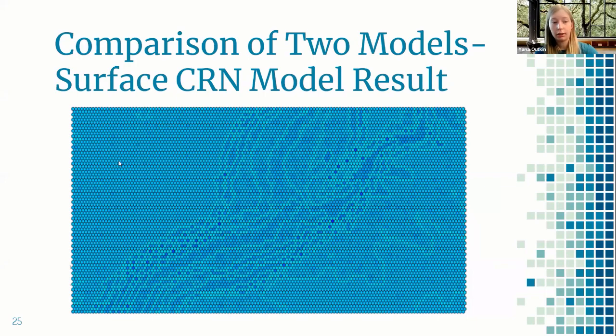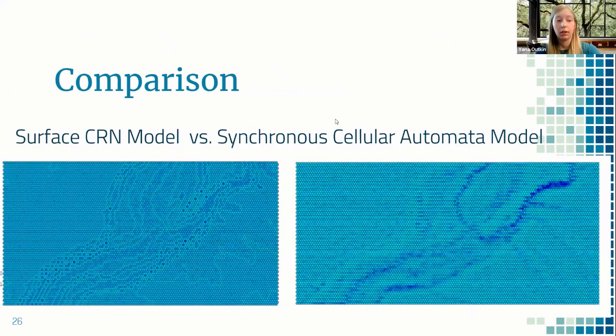On the left is the surface CRN model, and on the right is the synchronous cellular automata model. So there are similarities based on where water accumulates in the rivers. However, due to the scaled heights of the surface CRN approach, water is more equally spread out across the river and also the land next to the river, in comparison to the synchronous cellular automata model, where water accumulates in specific places.